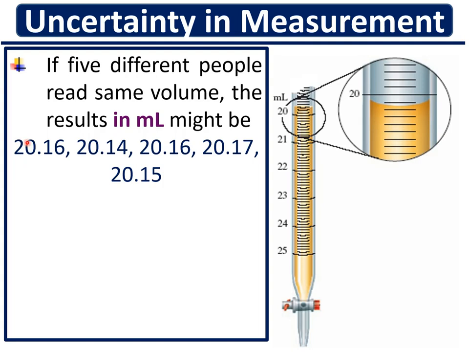In this number, we said 20.16, 20.14, 20.16, 17, 15. All these readings agree that number 2 here and 0 and the 1 are fixed in all measurements. They are fixed. They have no doubt. But the last number here is doubtful. So the three digits there are exact numbers, or certain numbers, but the last one here is uncertain, is doubtful.